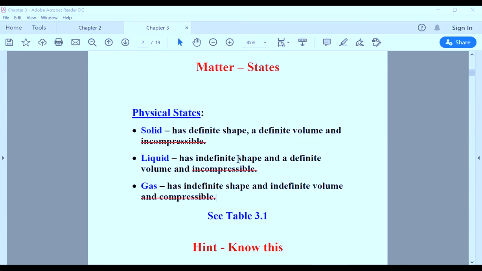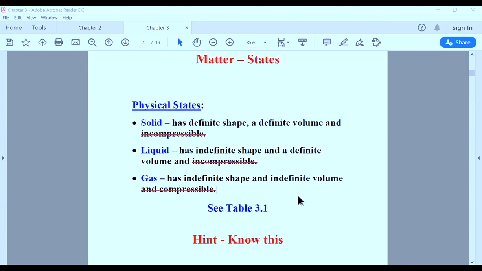And I'd say, what's the first state of matter? And it's a solid. What's the second state? It's a liquid. And what's the third state? It's a gas. And you should know the definitions. Hint. Know these. Don't worry about incompressible or compressible.